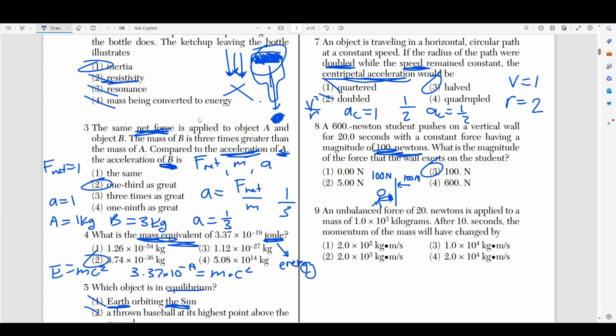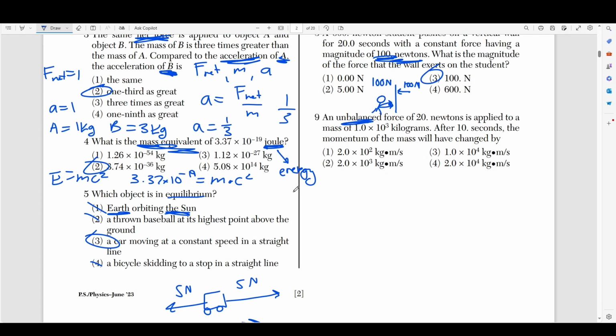So number 9 says an unbalanced force of 20 newtons. And notice how here we're dealing with an unbalanced force. Here we're dealing with equilibrium. So equilibrium is when the forces are balanced. But either way, an unbalanced force of 20 newtons is applied to a mass of 1.0 times 10 to the third kilograms. After 10 seconds, the momentum of the mass will have changed by what?